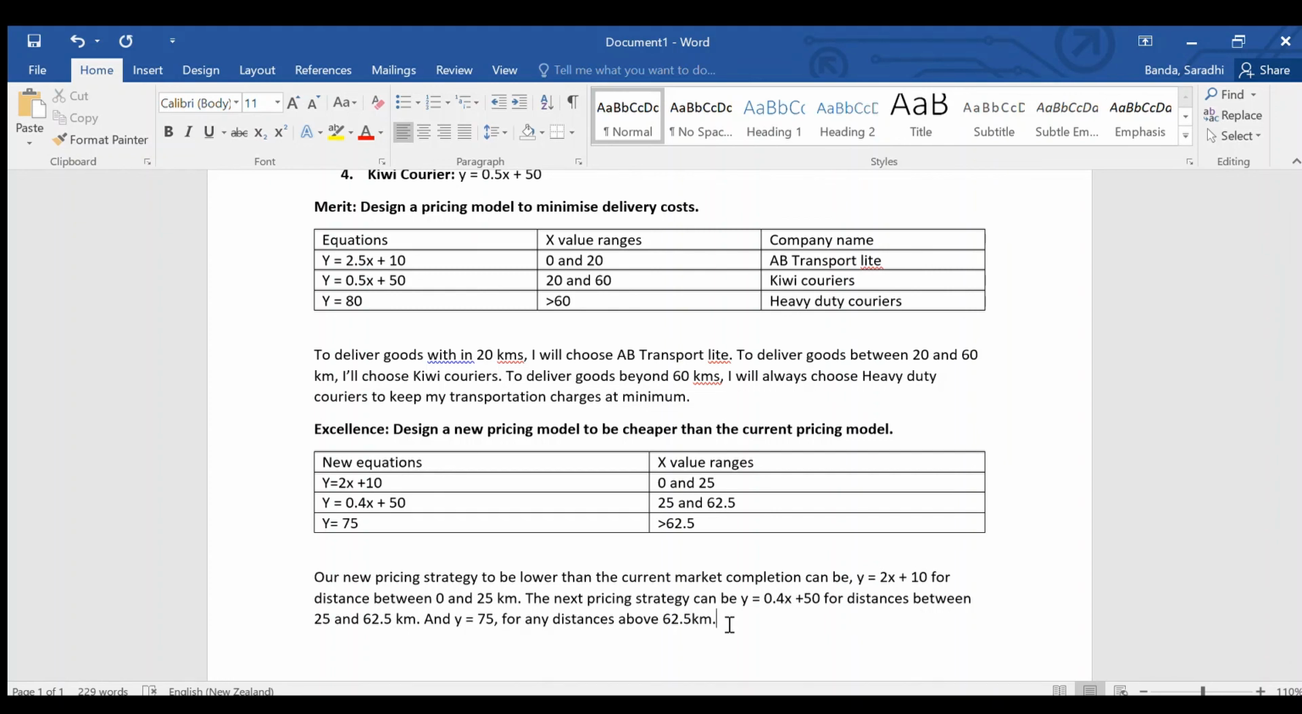Now, quick update. Is this the only answer that you can get? No, there are infinite number of possibilities. You can actually go ahead and change these numbers infinite number of times and get infinite number of X ranges. As long as they're right and they're graphed correctly, you'll be getting your excellence.